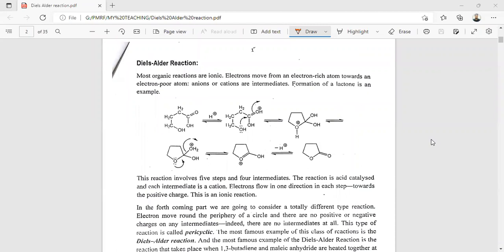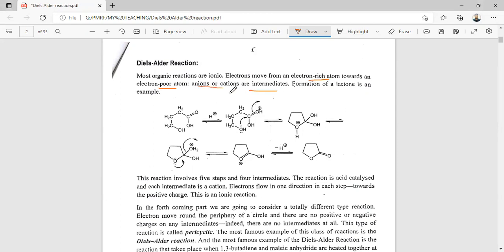So in this lecture, I will teach about the Diels Alder reaction in organic chemistry, which is a very important reaction in organic chemistry. Most organic reactions are ionic. Electrons move from one electron rich atom towards an electron poor atom. So anions or cations are the intermediates.